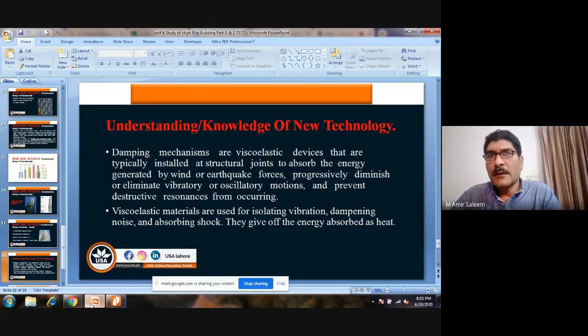So we know every tall building, every longer span building in concrete after 100 meters, we use a structural expansion joint. So first of all, we understand the expansion joint.